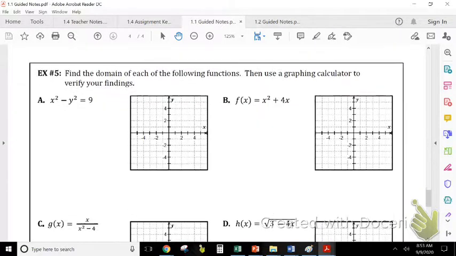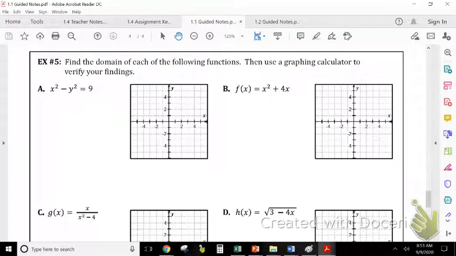Example 5 says identify the domain of each of the following functions. Then use a graphing calculator to verify your findings. So let's look at A. A, the first thing I'm going to do is try to put this into y equals. So tell me, though, first real quick, is this a function? It's not a function. And how do we know that?